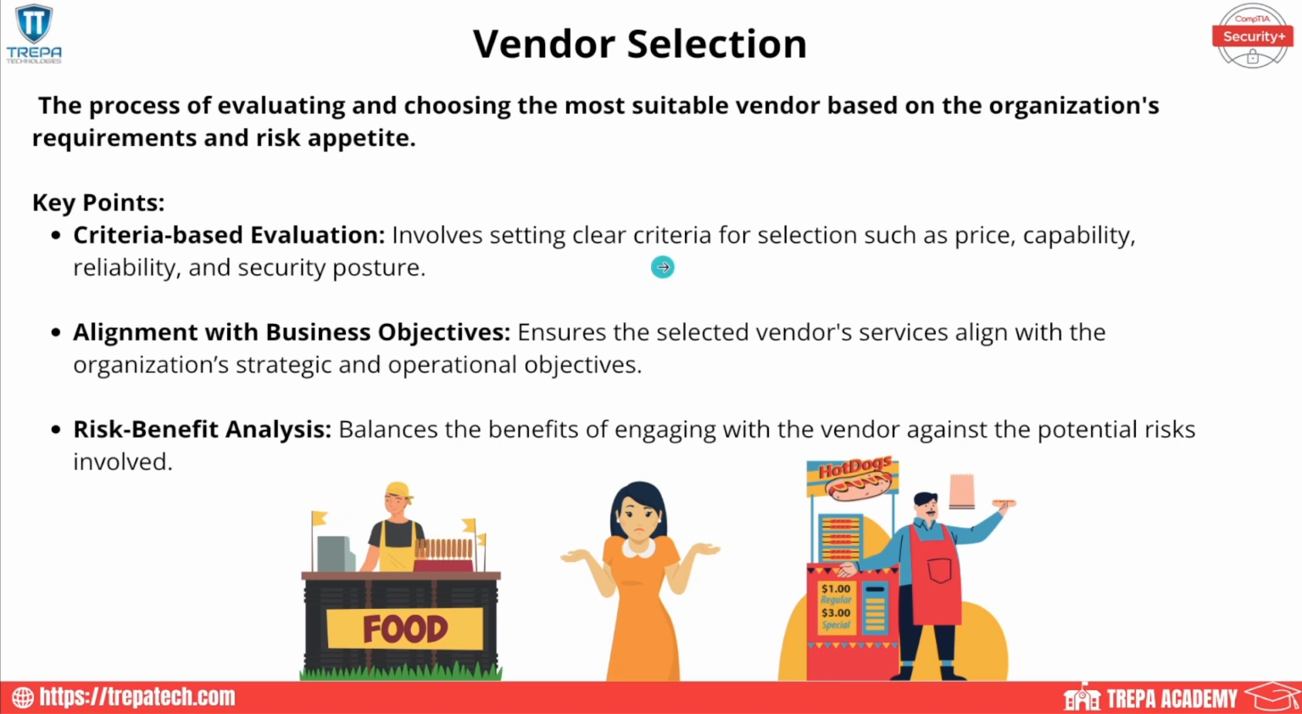Vendor selection. So the process of evaluating and choosing the most suitable vendor is based on the organization's requirements and risk appetite. So what we're saying here is, okay, as an organization, we have our risk appetite, we have our risk tolerance that's given to us on a top-down level, right? From management, from high up down to us. There's levels of obfuscation there, right?